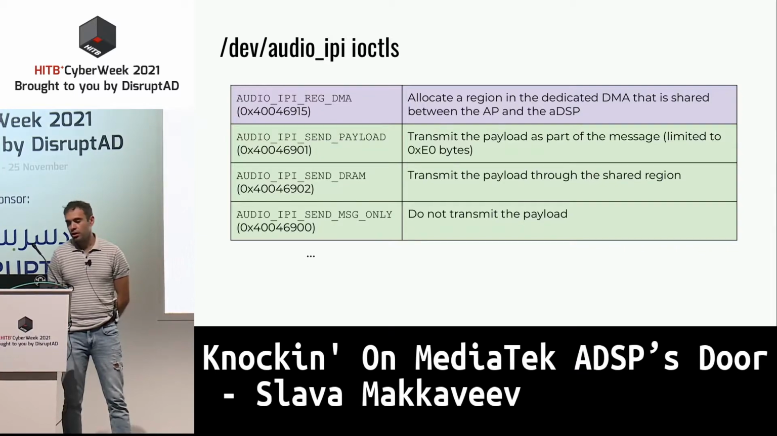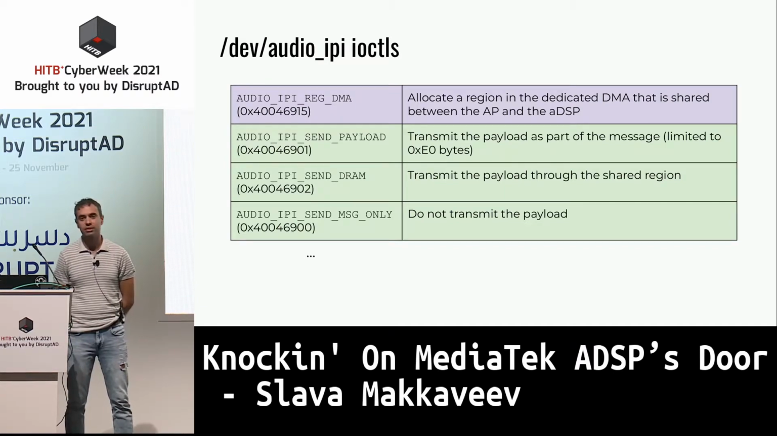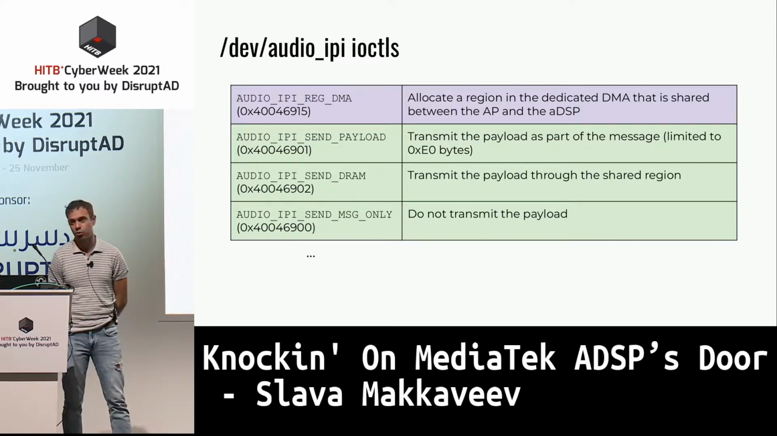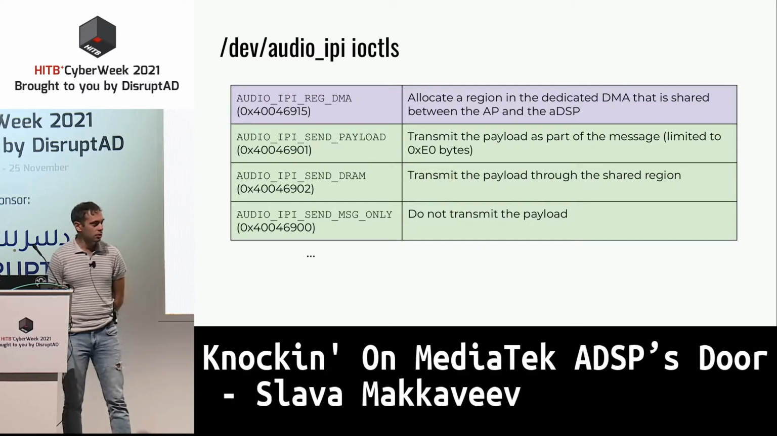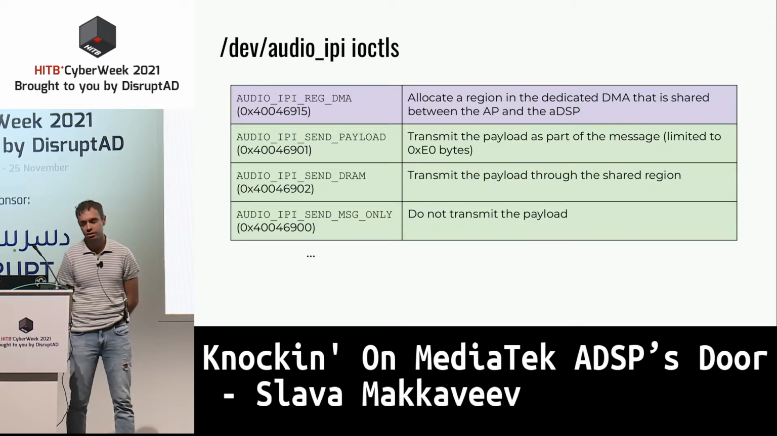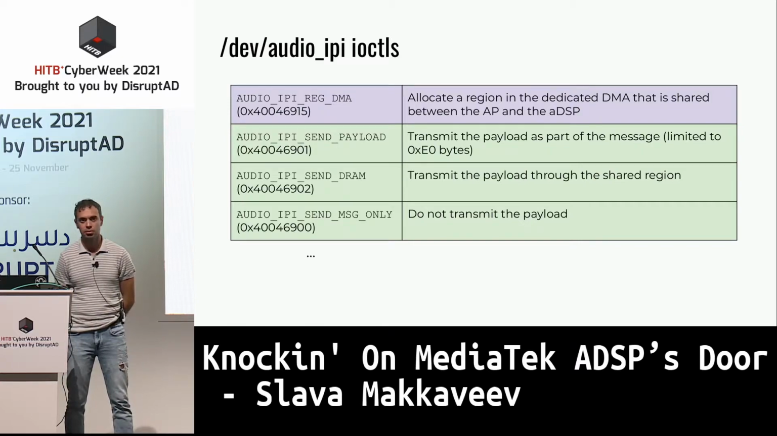The audio IPI RegDMA ioctl could be used to request the driver to allocate a region in a dedicated shared direct access memory intended for communication between CPU and the DSP. Actually, two regions are allocated per request. One is for transmitting data from CPU to DSP, and the second in the opposite direction. And as I have mentioned, the driver uses this shared region to transmit the payload when calling audio IPI send DRAM ioctl, and to get results back from the audio DSP.